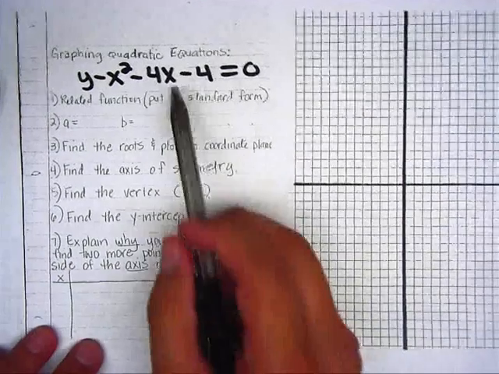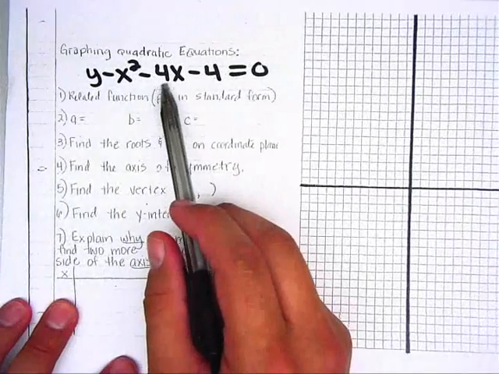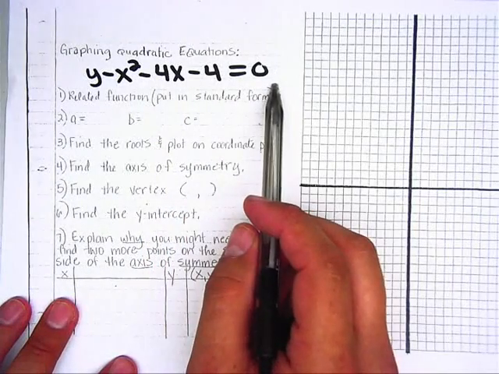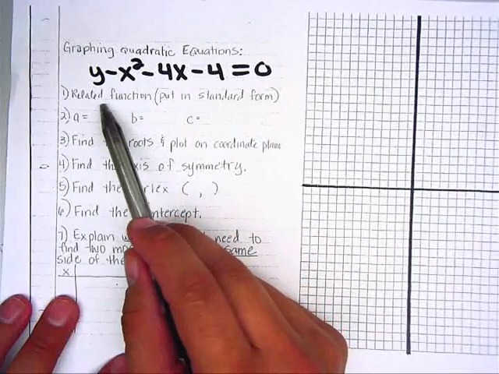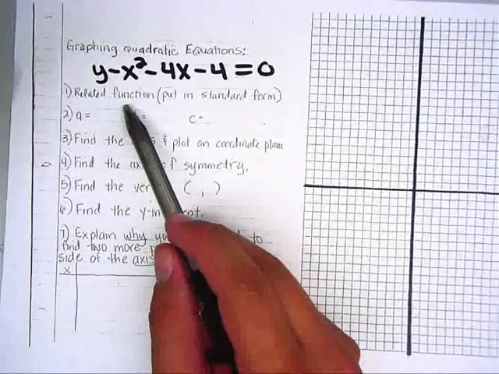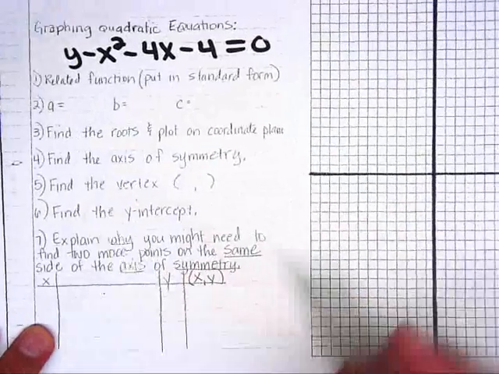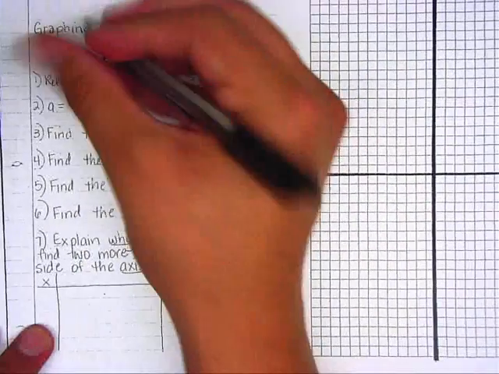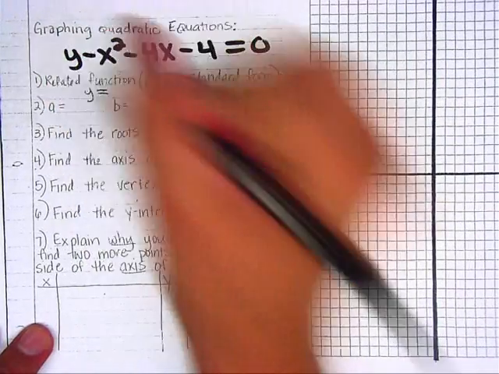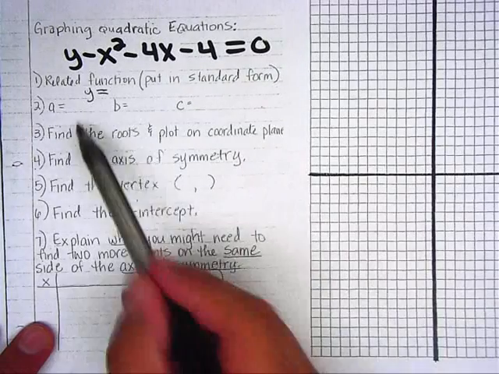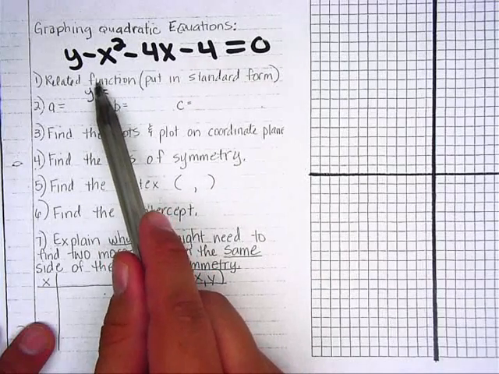Okay guys, we're going to graph the quadratic expression y minus x squared minus 4x minus 4 equals 0. The first question asks us for the related function put in standard form. Well, if we're going to put this in standard form, y equals is standard form. Now if we notice this, y is not by itself.